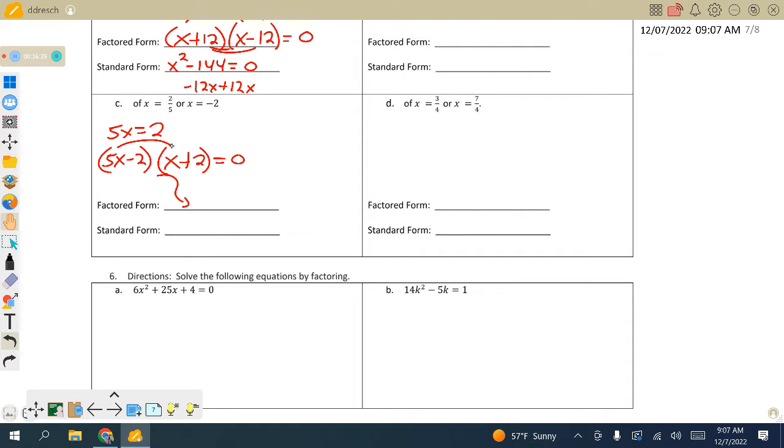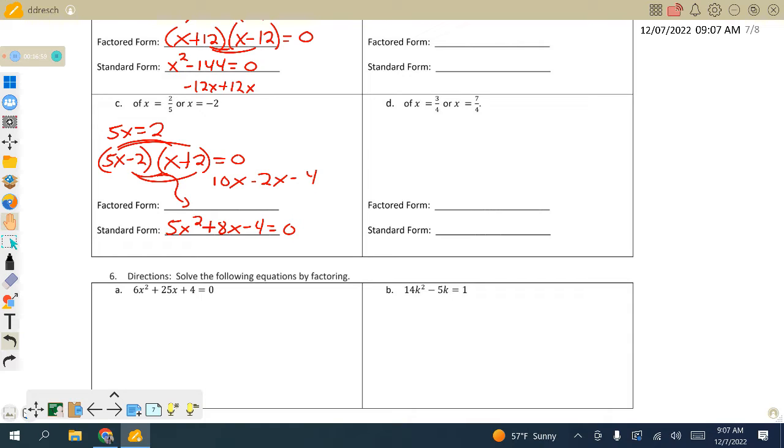Distribute this one here. Might want to write things down rather than keeping track of that in your head. Could get a little messy here. I know it's going to be 5x squared. But then what do I got? 10x and minus 2x. And what's 10x minus 2x get me? 8x, right? And then minus a 4 equals 0. Check my arithmetic. It's easy to make mistakes.